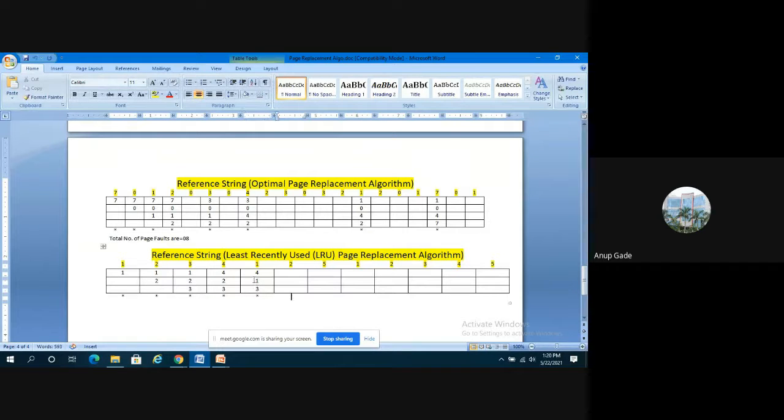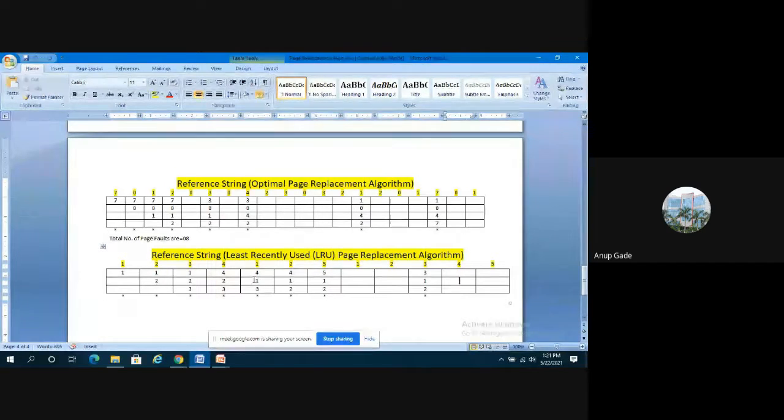Again page fault will occur. Now 2 is not there, so 1 and 4 are recently used. We'll have to replace 3 with 2. Page fault occurs. Then here 2 and 1 are recently used, so replace 4 with 5. Now 1 is already there, 2 is already there, 3 is not there. So here we have used 1 and 2 recently. 5 we have not used recently, so replace 5 with 3, 1 and 2 as it is. Page fault occurs.